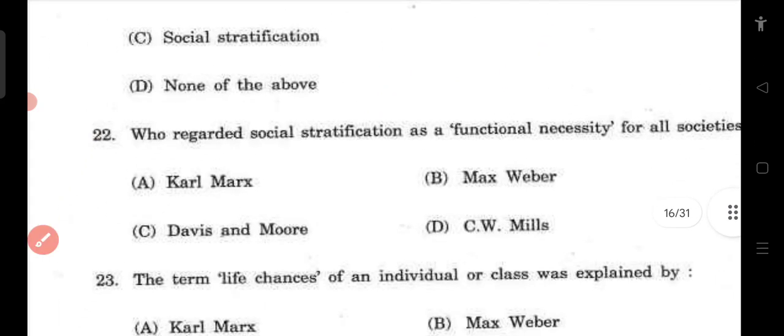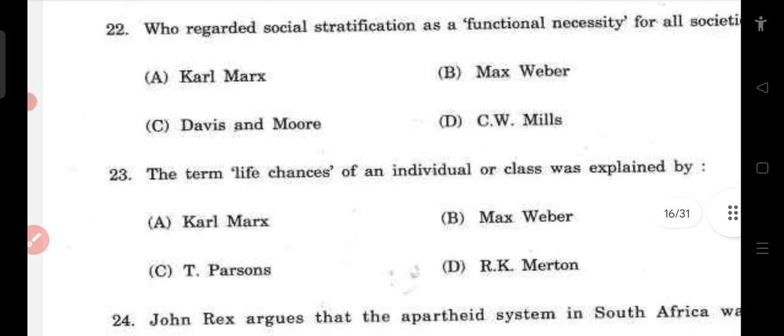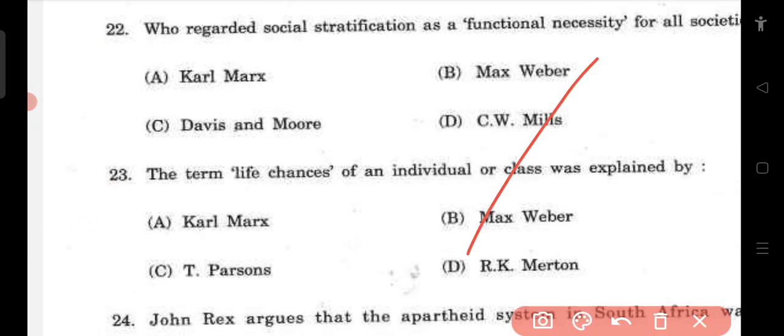Question number 22 is asking, who regarded social stratification as a functional necessity for all societies. So the thinkers who see social stratification as functional are Davis and Moore.